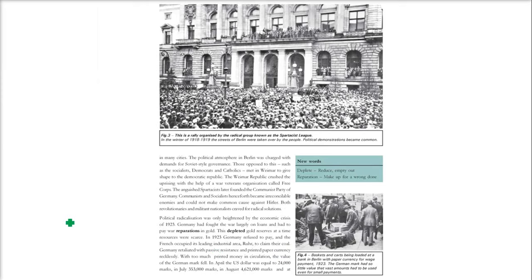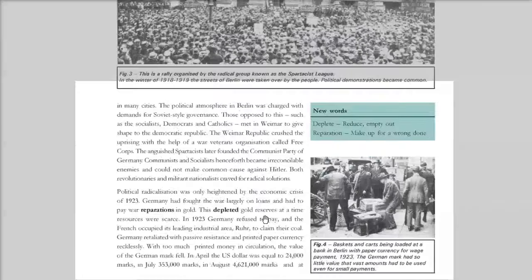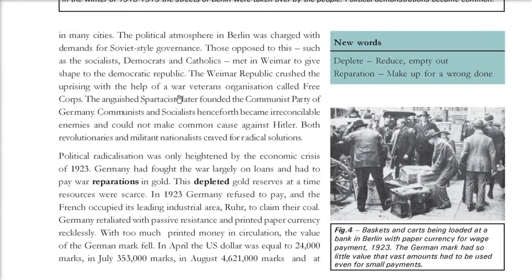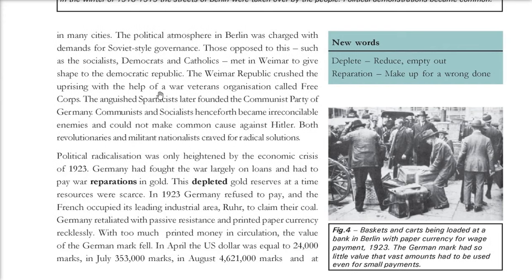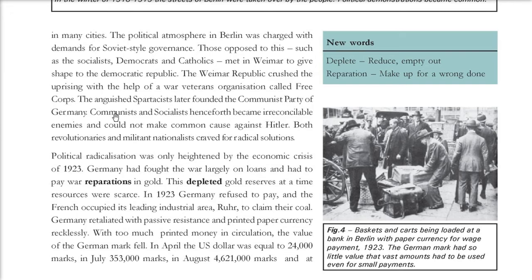So the Weimar Republic tried to crush this Spartacist type of uprising, which could take place here also. So the angered Spartacists founded the Communist Party of Germany, because they wanted communism to come here. The communists and socialists became irreconcilable enemies. That is, there was infighting going on. And here, it was an uprising, or Hitler came in.